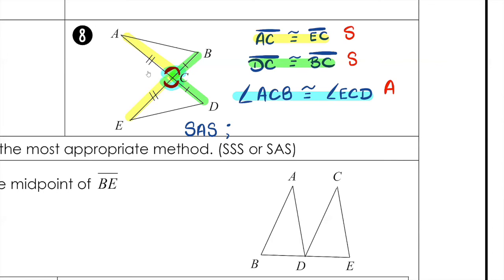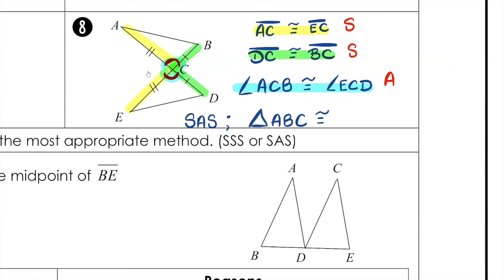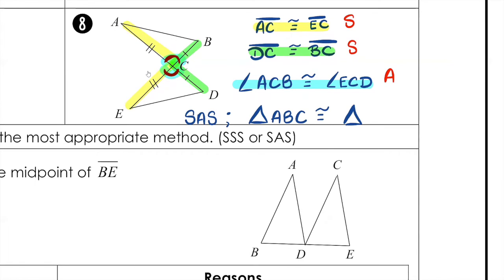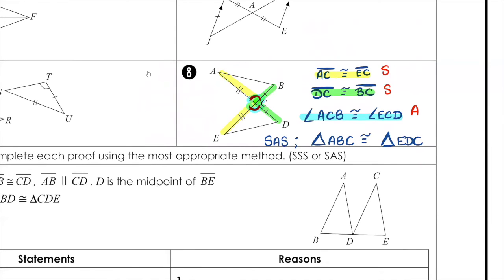So what would our congruent statement be? Triangle ABC is congruent to triangle EDC. Bueno. Not too bad, right?